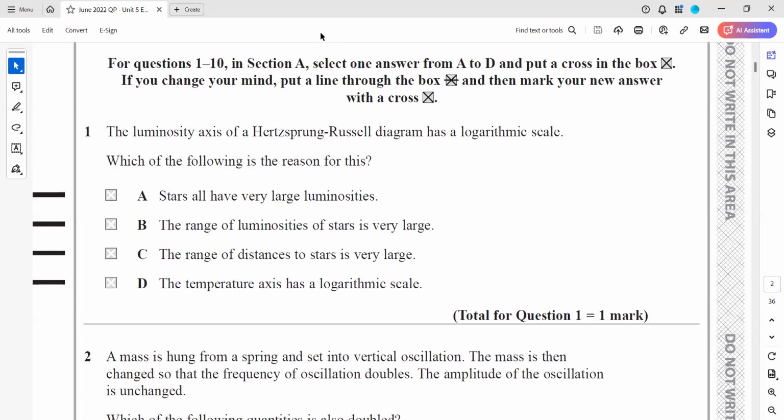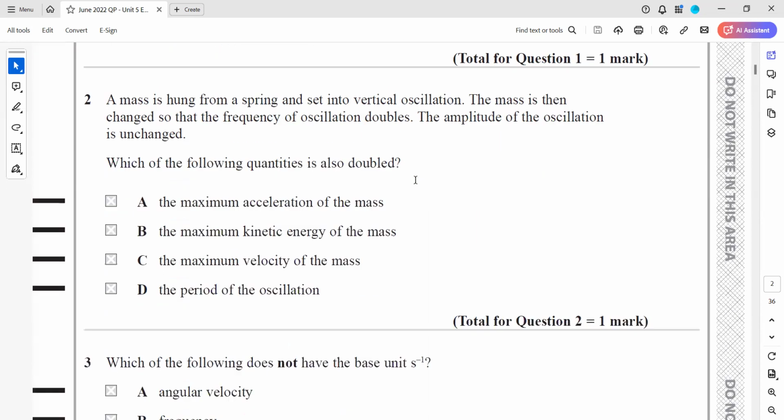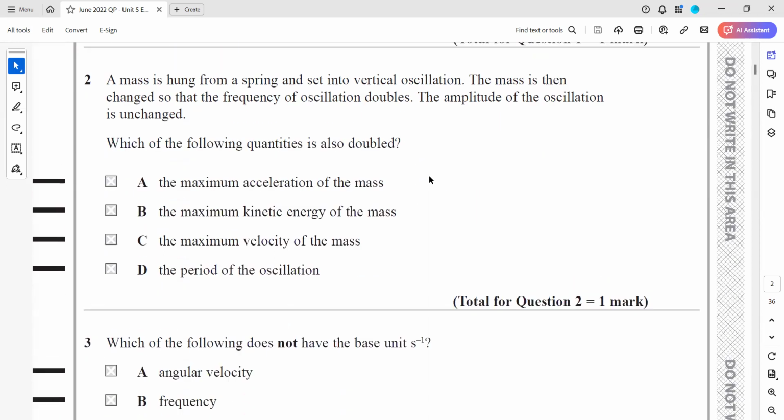So the stars all have large luminosity. The range of luminosity is very large, because the main purpose of the logarithmic scale is to reduce the range. Like if I want to plot a graph from 2 to 2 million, it will be hard to plot them on the same scale. That's why logarithmic scales are used whenever there is a large range, like the ionization energy of the elements, atoms, which is also a logarithmic scale because it has a greater range.